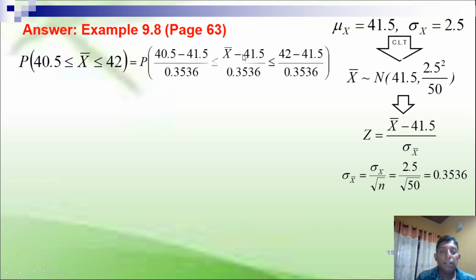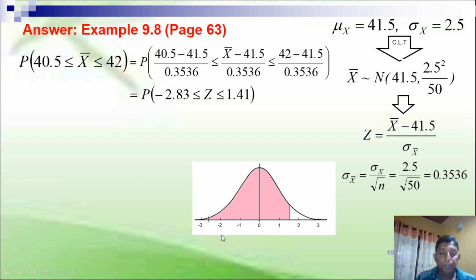Then, converting these values using this process, we can convert the x bar values into z values: x bar value minus mu divided by standard deviation of x bar. Then we need to find the probability of standard normal distribution. That means z values lie in between minus 2.83 and 1.41, and just mark the required area. Minus 2.83 somewhere here and 1.41 somewhere here.